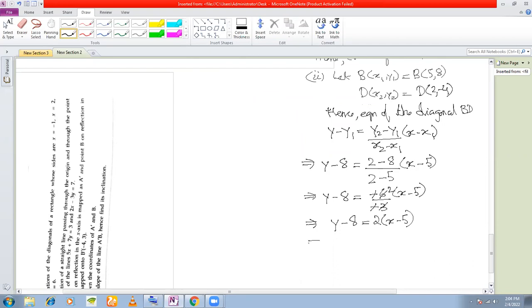Now bring it to the general form. So you get y minus 8 is equal to 4x minus 20. Make one side 0. Transpose y on this side and 8 on this side. So 0 is equal to 4x minus y minus 20 plus 8. So that means your required equation of the straight line is 4x minus y minus 12 is equal to 0. This is the required equation of the diagonal BD.